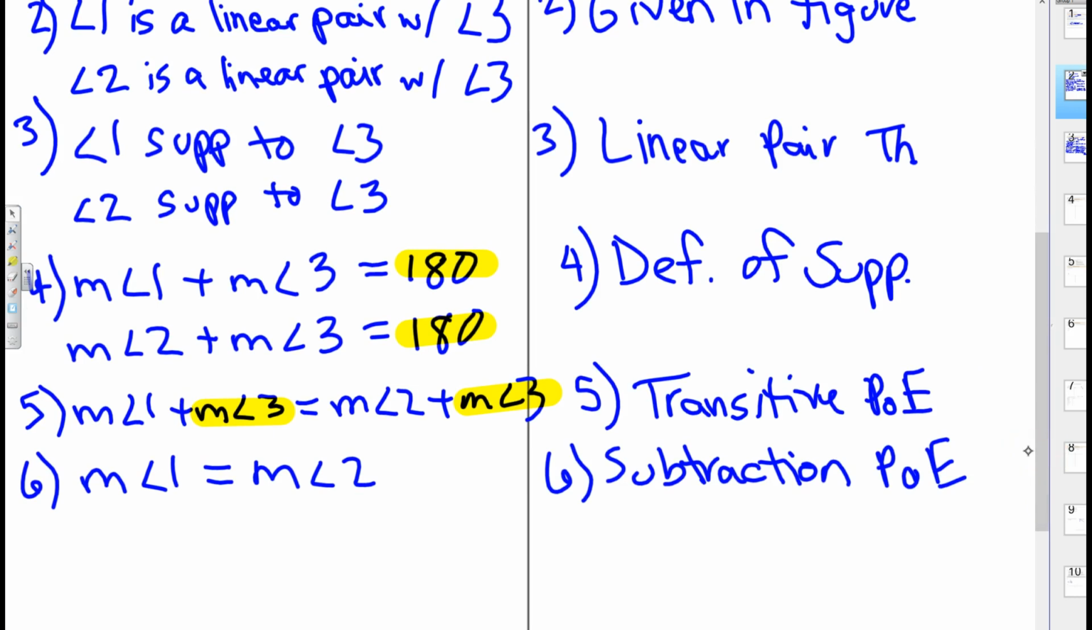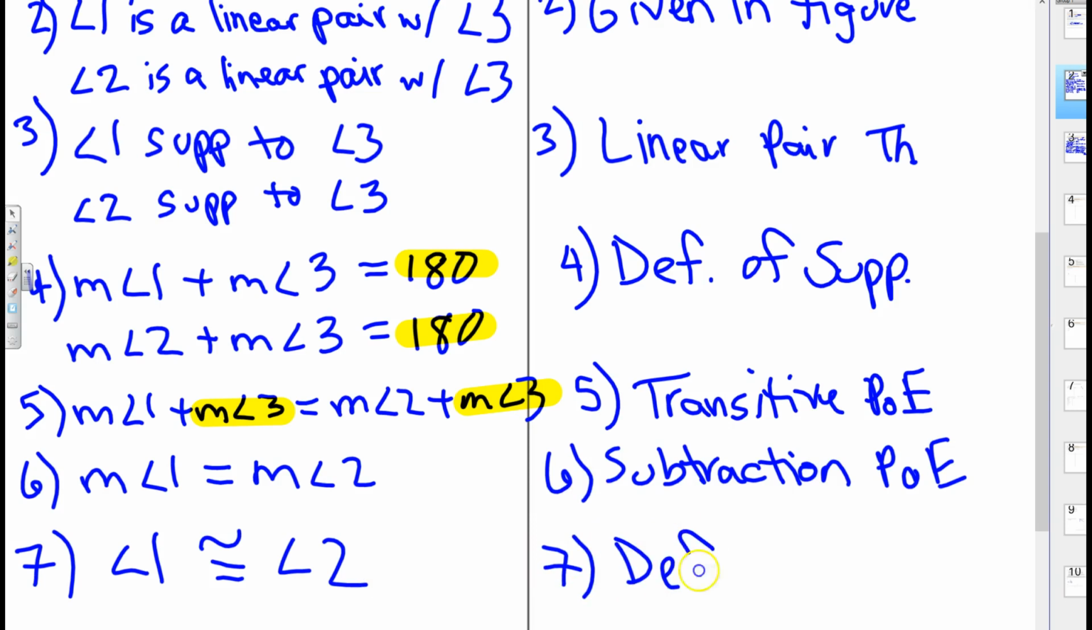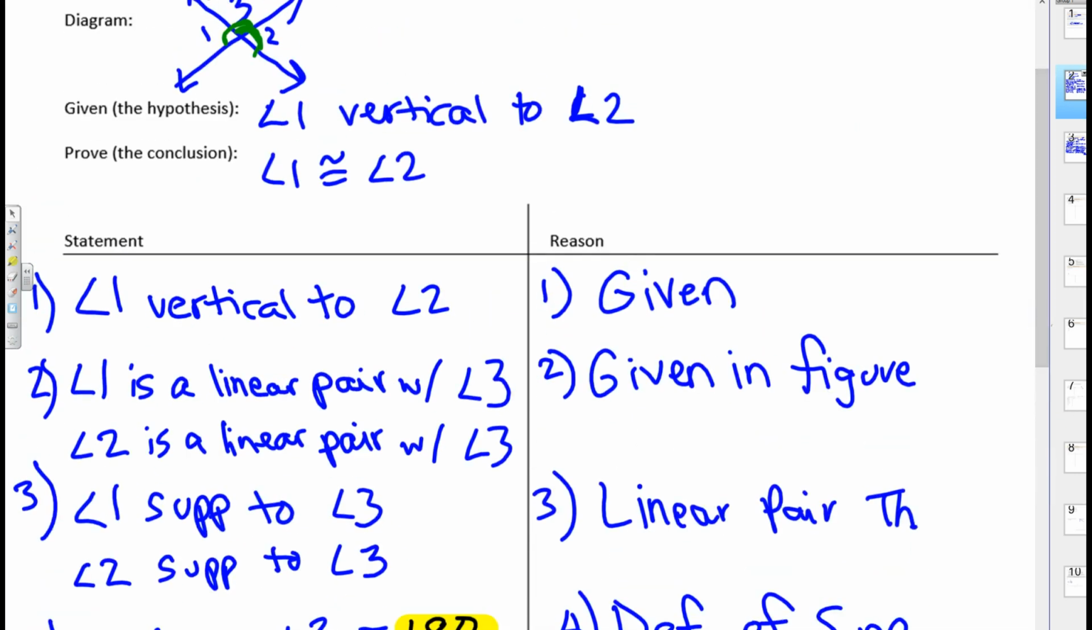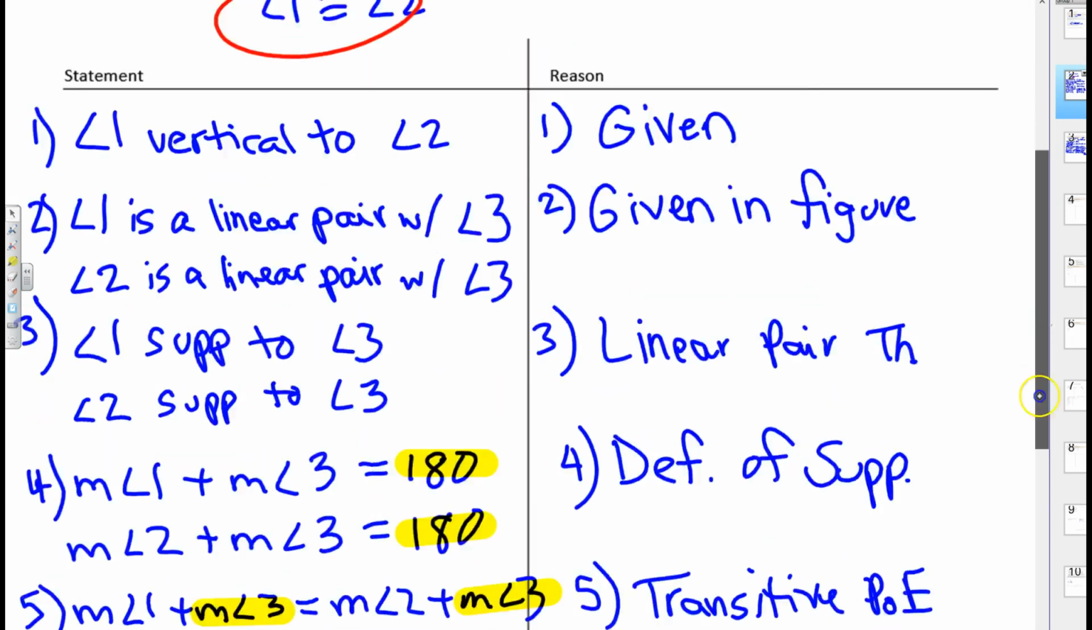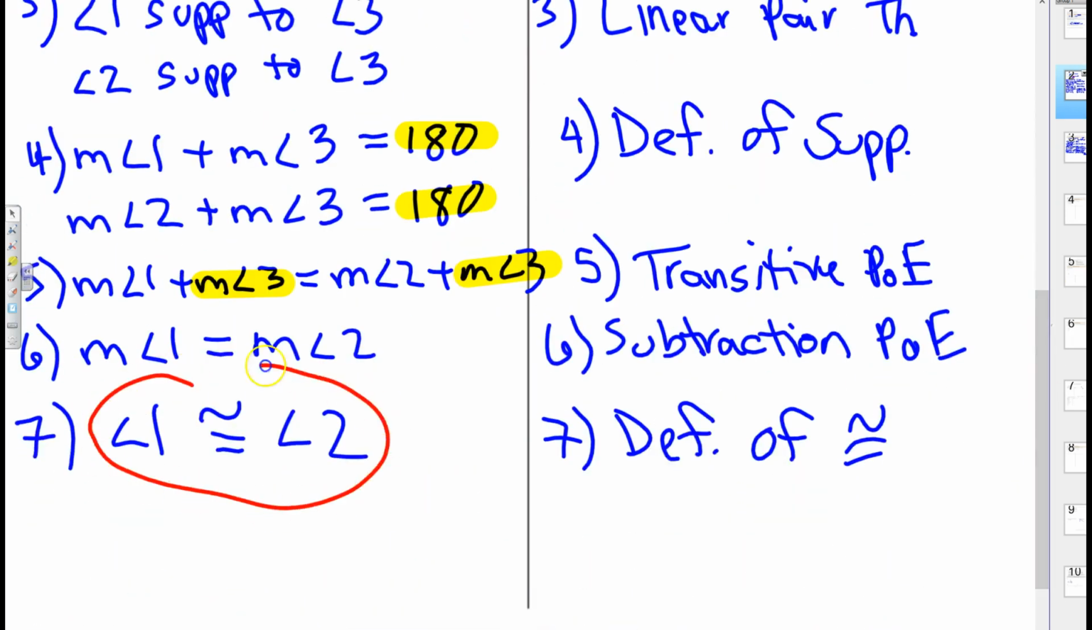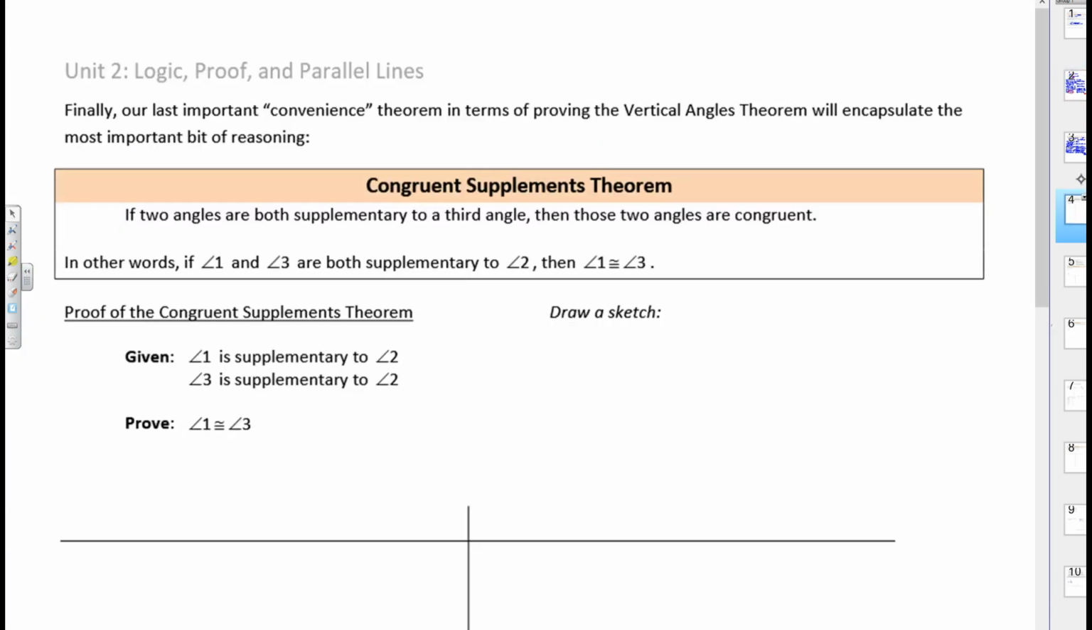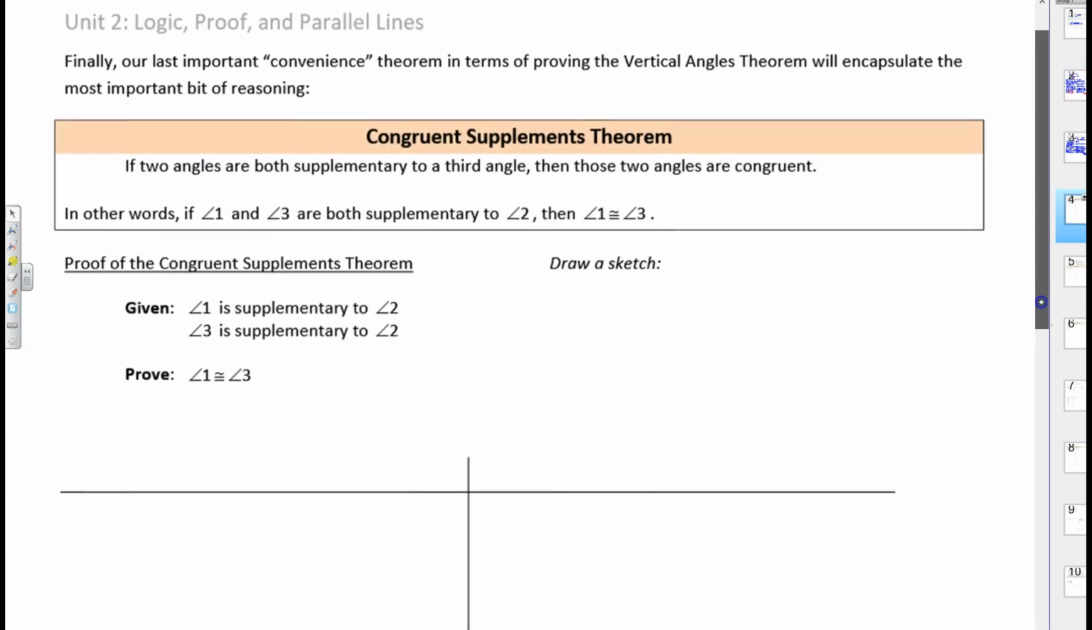And if angle 1 is equal to angle 2, then we can say that they're congruent. Angle 1 is congruent to angle 2, and we're able to say that because that's what it means to be congruent. Definition of congruent. And guys, if we look up here, we were trying to prove that angle 1 is congruent to angle 2. We've now proven angle 1 is congruent to angle 2. We've met our goal, so we're done with the proof. That's all you got to do. Let's take a look at another example.